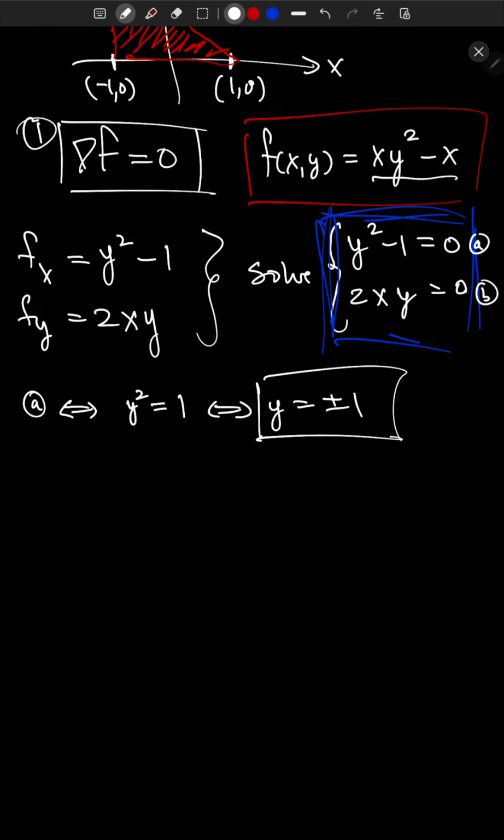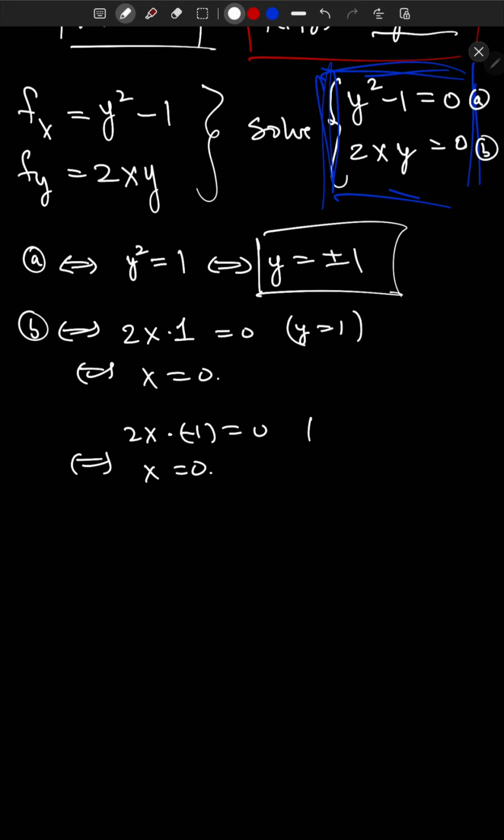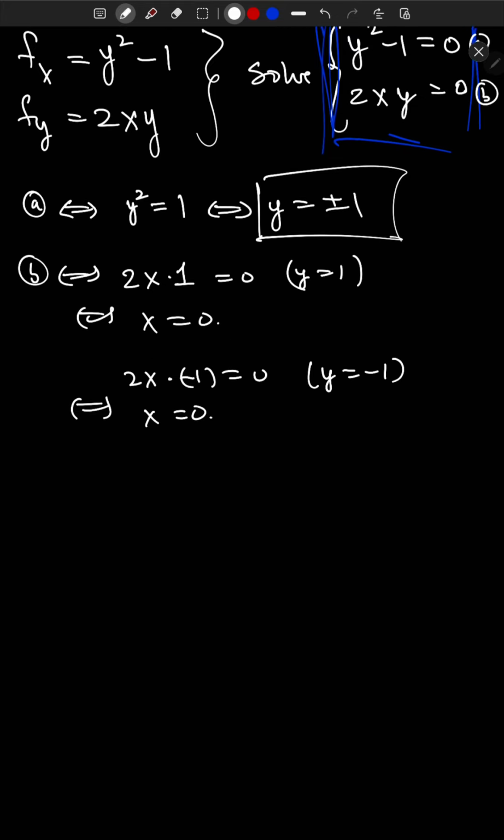Okay, so that tells me that for b, whether y is plus or minus 1 doesn't matter. That means that 2x times, well, y has to be 1 or minus 1. So let me actually do it a little kind of carefully. 2x times 1 equals 0, this is the case where y equals 1. And immediately that tells me x is equal to 0. And what about when y is minus 1? Well, 2x times minus 1 equals 0, and immediately also x equals 0. Okay, so in both cases, I have x equals 0.